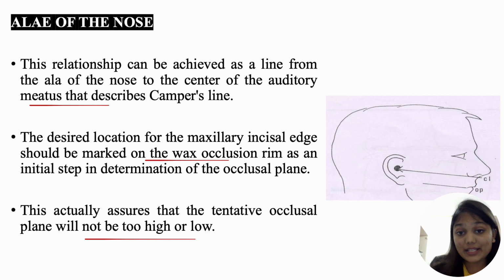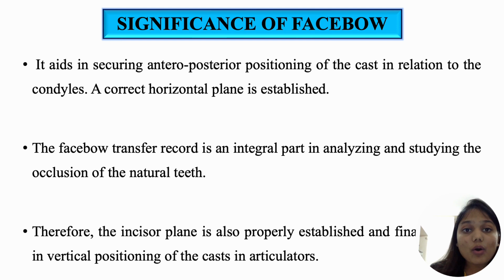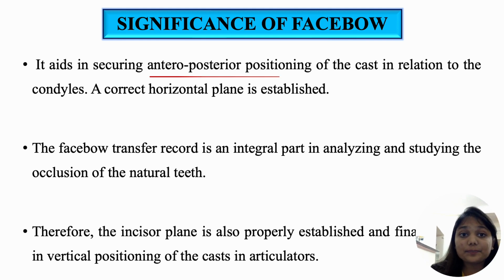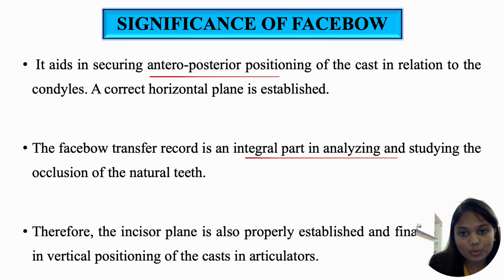So right till now we have seen classifications, definitions, parts of the face bow and the reference points. Reference points are very important. Now coming to the significance of using a face bow. It aids in antero-posterior positioning of the cast in relation to the condyles. A correct horizontal plane is established. A face bow transfer record is an integral part in analyzing and studying the occlusion of the natural teeth. Therefore, the incisal plane is also properly established, and finally the vertical position of the cast in the articulator.